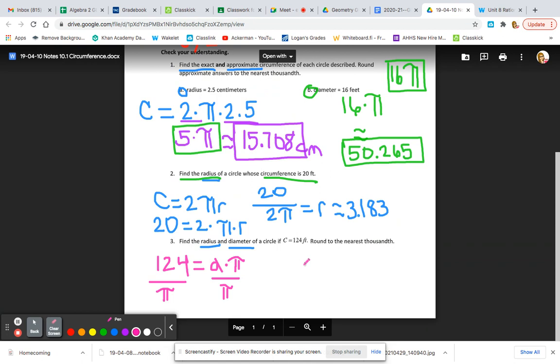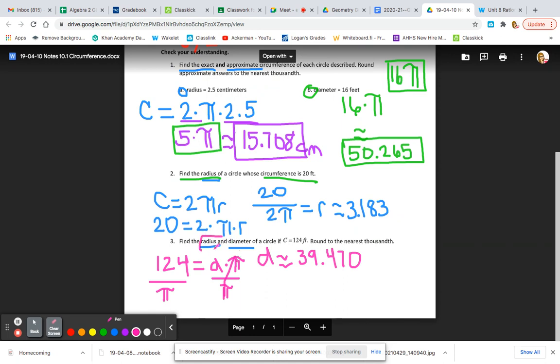Okay, so we have the diameter. We have 124 divided by pi. And so our diameter is roughly 39.470. Okay, that is the diameter.